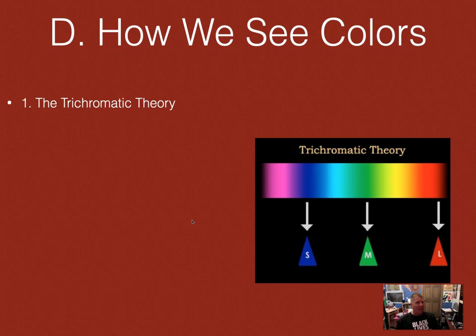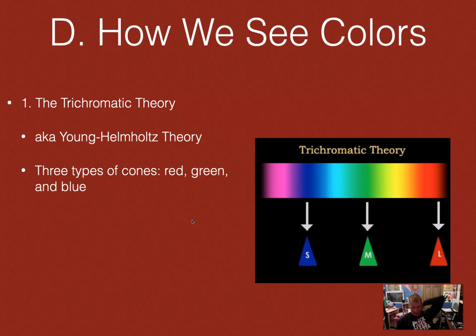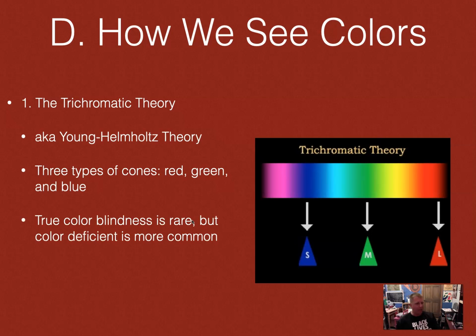So how we see colors, there's a couple theories. You have the trichromatic theory, also known as the Young-Helmholtz theory. There's 3 types of cones. We see red, green, and blue, kind of like an old-fashioned TV set that had red, green, and blue, and they can produce all the different colors through these combinations.